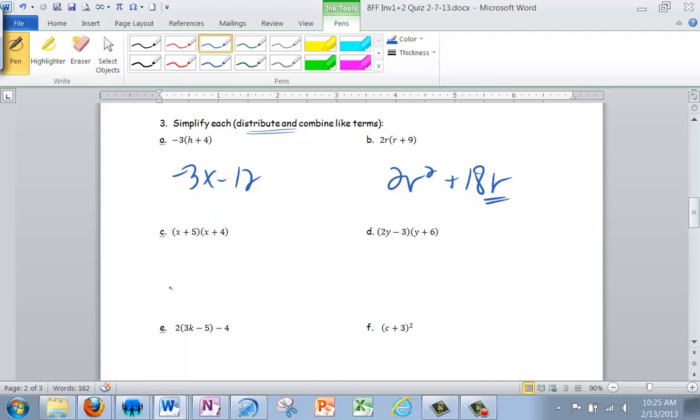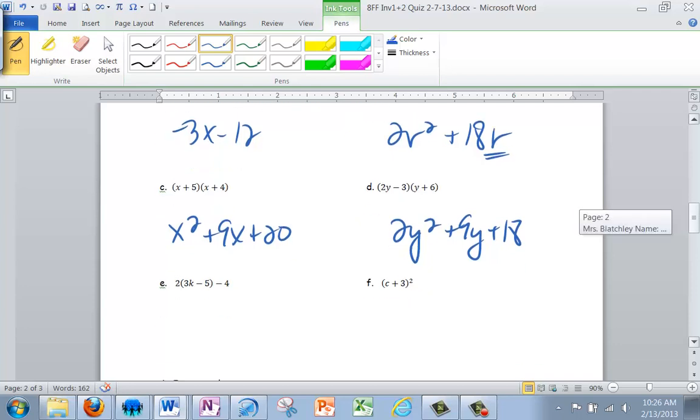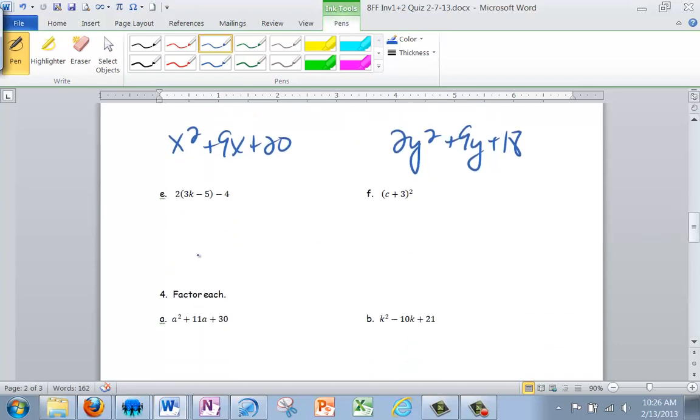Letter C is x squared plus 9x plus 20. Again, show your work. Letter D is 2y squared plus 9y plus 18. I left out the middle steps for these, and I will for the next couple. I'm just going to give you the answers, but you need to make sure you show your work. Letter E is 6k minus 14. Now this one, remember I warned you about this. We did a whole worksheet on this, and I told you it was going to be on here. So if you missed this one, that means you did not study well enough.